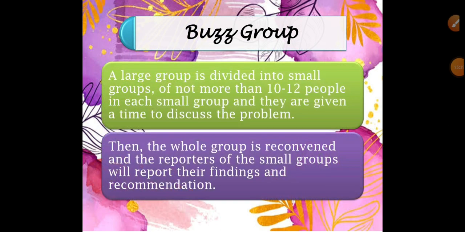Next is the buzz group. A buzz group is a large group divided into small groups of not more than 10 to 12 people in each small group, and they are given a time to discuss the problem. Then the whole group is reconvened, and the reporters of the small groups will report their findings and recommendations. Buzz groups are simply small groups of 3 to 4 students formed to discuss a topic for a short period. These groups may be assigned different topics to discuss.